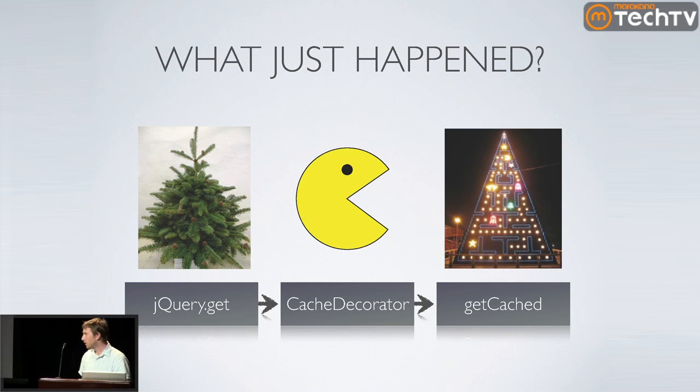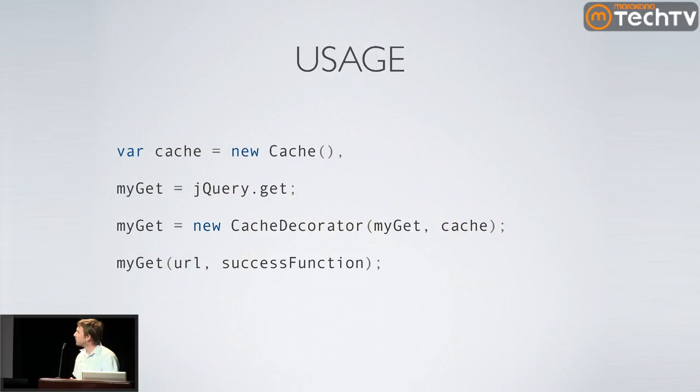So what just happened? We took the jQuery get function, we applied a cache decorator to it, and then we've got this new object back, or this new function getCached, which we can still use exactly like we were using jQuery get, but we've got this extra augmented functionality in it. So, going on to how we might use that in code.